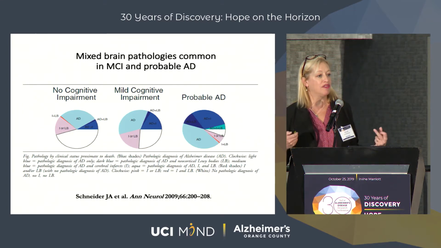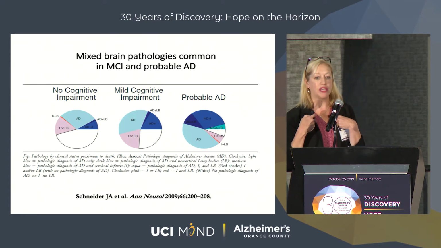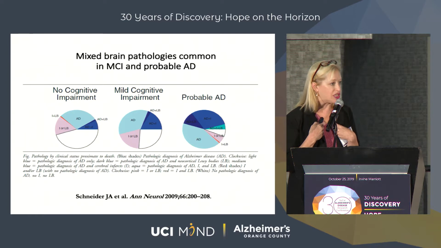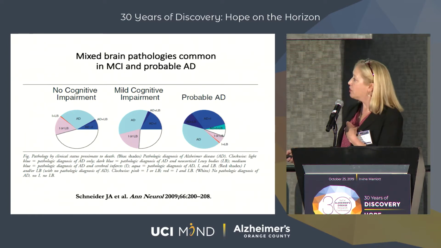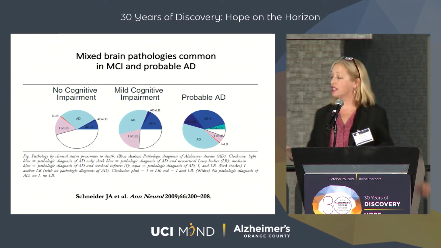So over half of the people had either Lewy bodies or macroscopic infarcts, even though experts called it Alzheimer's disease. The other thing to note in this, and you can see here, this pink here is people with vascular dementia, so there was some misdiagnosis as expected.